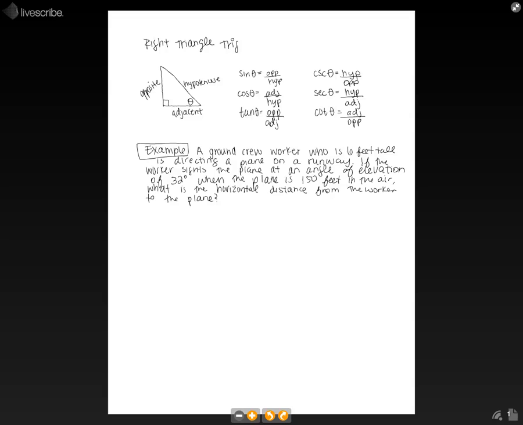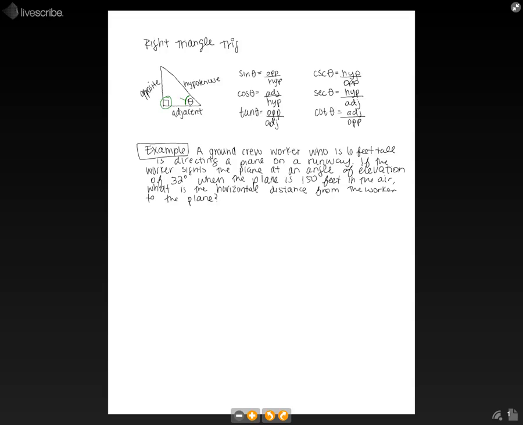In this video, we're going to talk about right triangle trigonometry. So as you can see, we're given this triangle. It is a right triangle, and we have this angle theta. We can see there's some relationships with theta in regards to the three sides.